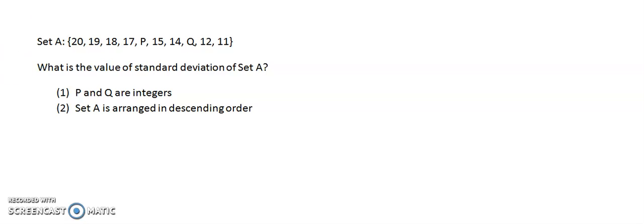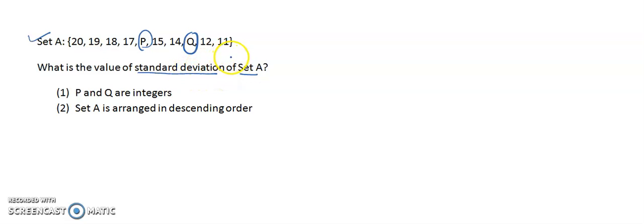So let's take a DS question on statistics, and specifically on standard deviation. We are given a set, and a couple of values P and Q are not given; the rest are given: 20, 19, 18, 17 and so on. We are asked the value of the standard deviation of the set.